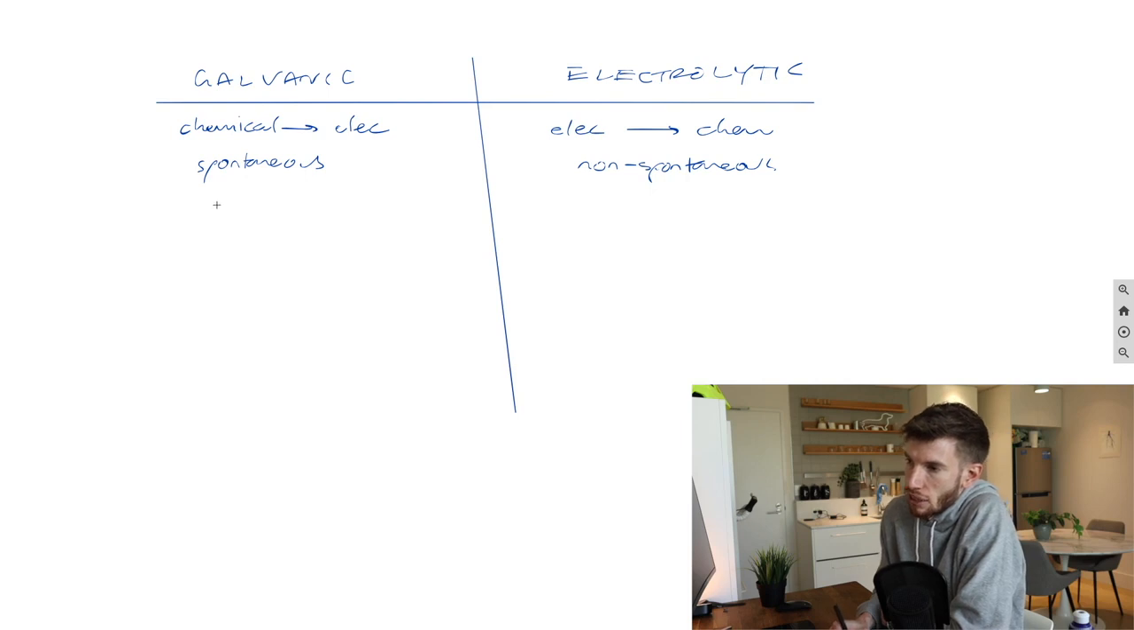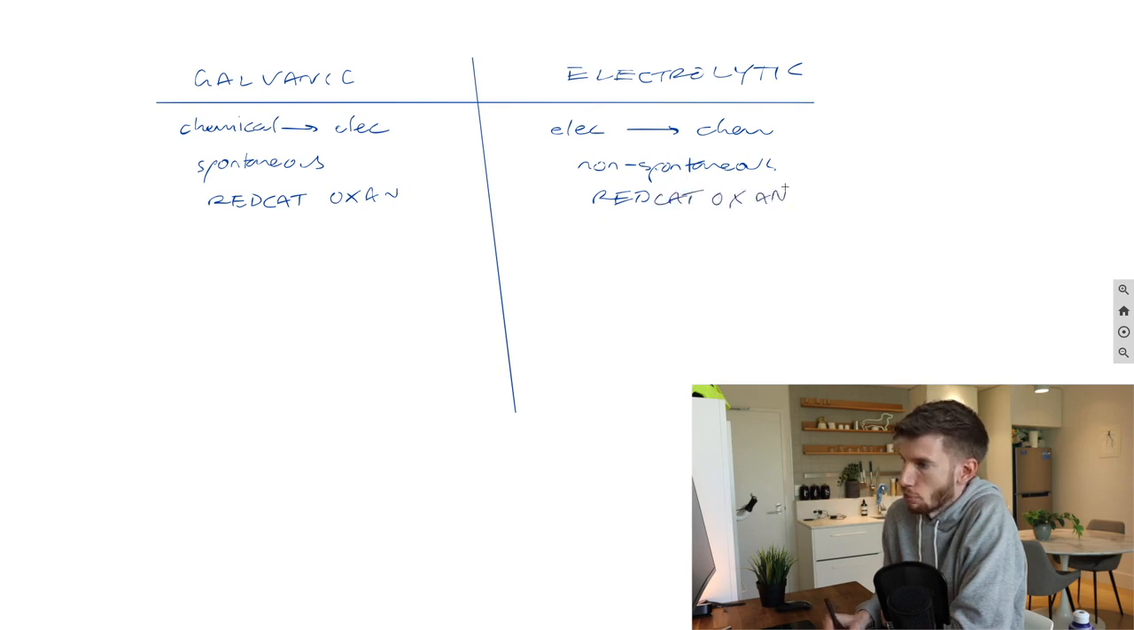The next thing is redcat oxan. This one actually applies to both. So reduction at the cathode, oxidation at the anode. Does not matter which one you're doing, that will always apply. Usually I put that in the middle actually of this table, but I'll just leave it there for now. Then we've got polarities. So here we've got the anode is negative and the cathode is positive. And then in this one, it's the complete reverse. So now it's the anode that will be the positive and the cathode will be the negative.